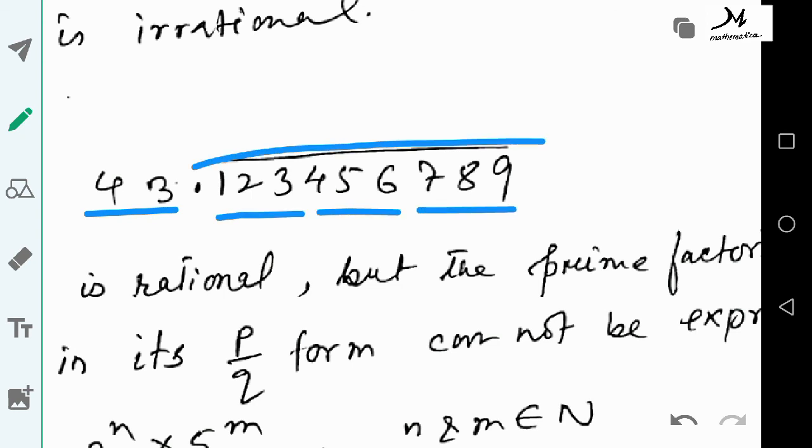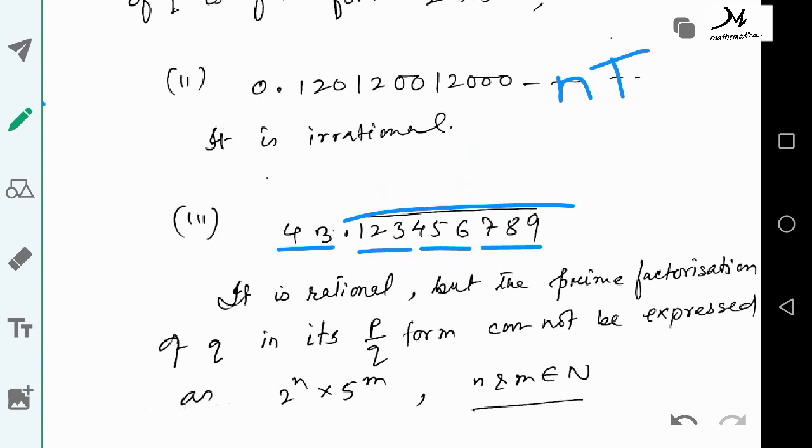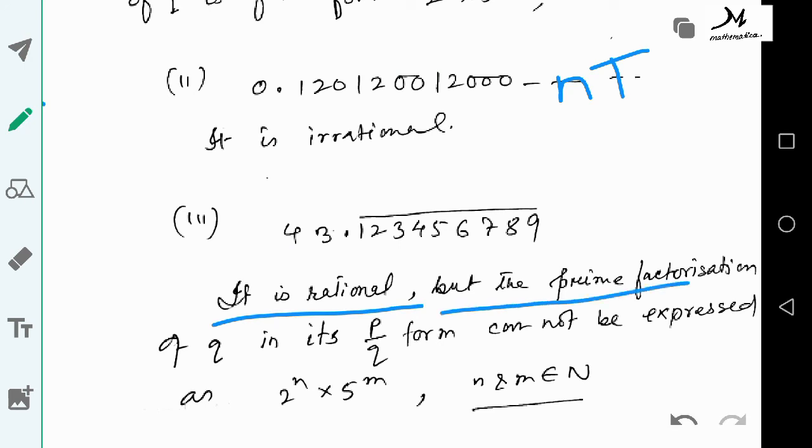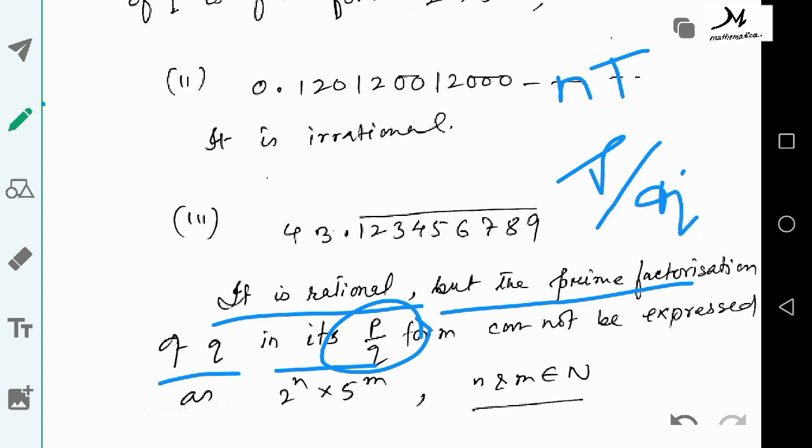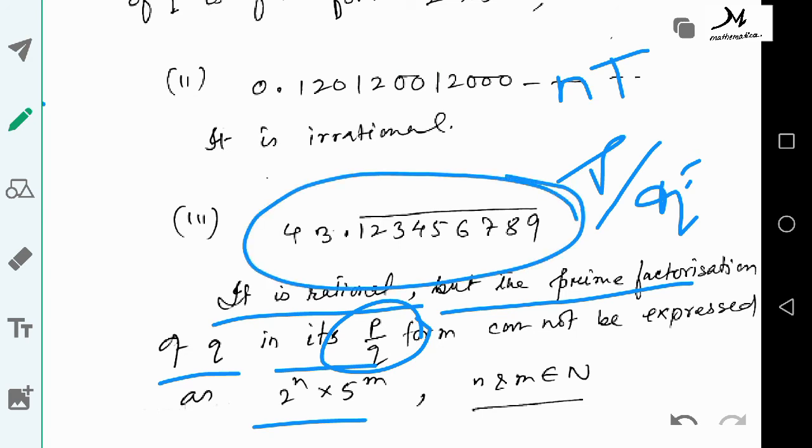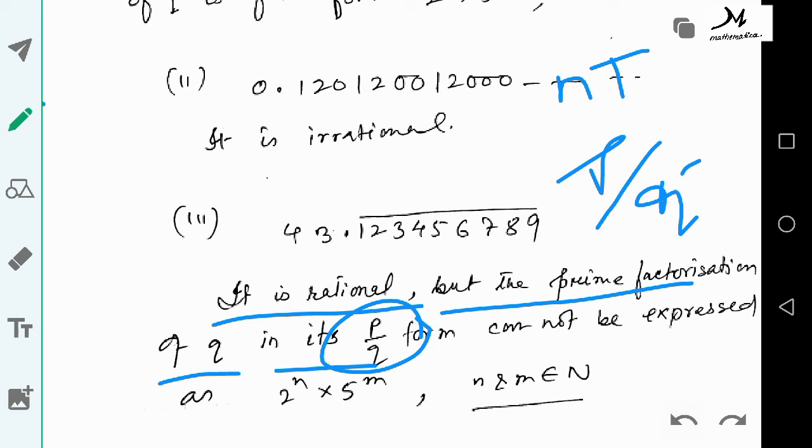43.123456789 recurring. So it is non-terminating but recurring. If it is recurring, then it must be rational. But in the prime factorization of q in its p by q form, if you express this one in the form p by q, then q cannot be written as 2 to the power n into 5 to the power m, because it is non-terminating. I hope you have understood. So thank you for watching.